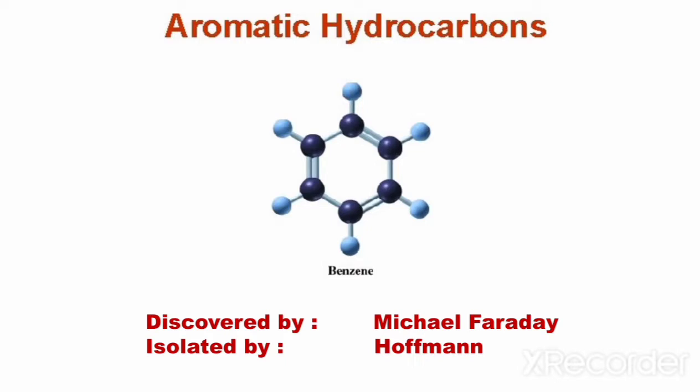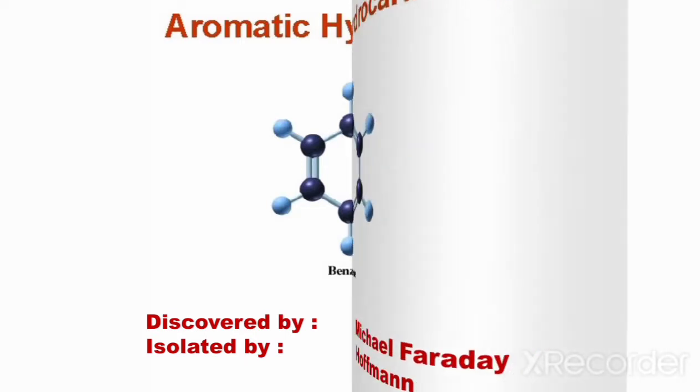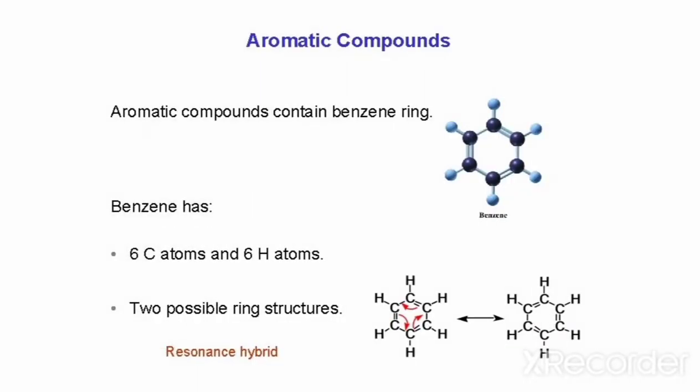So what are aromatic hydrocarbons, we will discuss in this video. Aromatic means the benzene ring, and it was discovered by Michael Faraday and isolated by Hofmann. We will discuss some properties of aromatic compounds. Basically, aromatic compounds contain benzene rings.